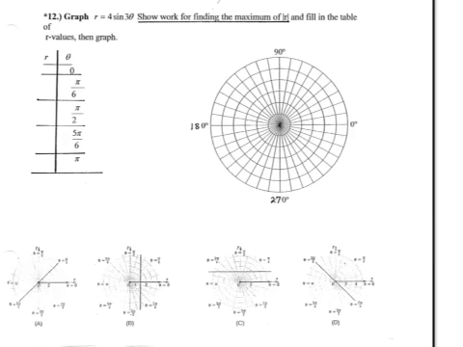Okay, let's begin filling in the table for problem 12. So we have the equation 4 sine 3 theta. And if we look at our graphing sheet, we know that this is going to be a rose curve with 3 petals. So the first angle that we're given in the table is 0. So let's do 4 sine of 3 times 0, which is just 0.